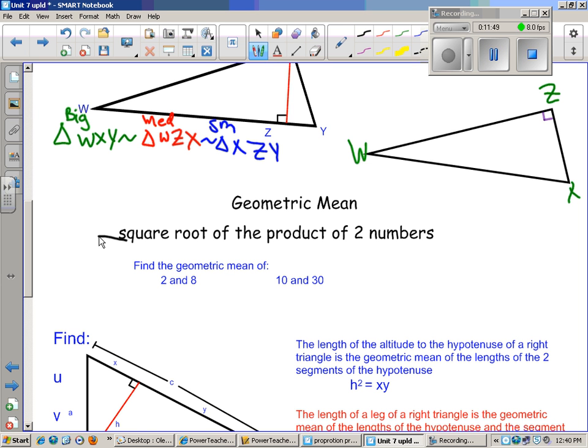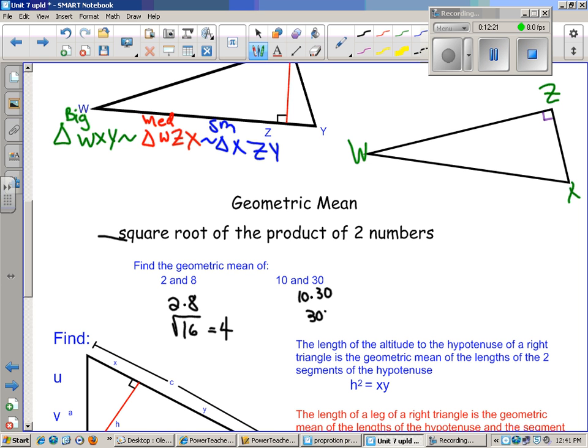All right? So if I'm taking the geometric mean of 2 and 8, I'm going to multiply 2 times 8, which is 16, and then take the square root of that, which is 4. Okay? Let's do the next one. If I want the geometric mean of 10 and 30, what do I do there? Multiply them together, so 10 times 30 is 300.